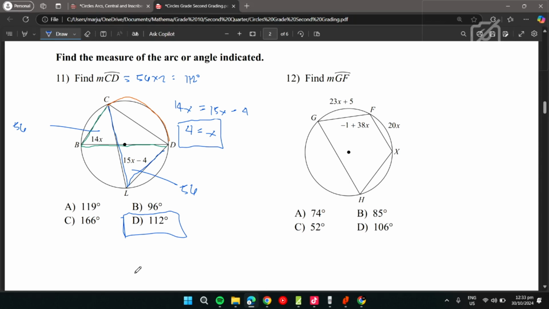I hope that's clear so far. We are again just applying the different properties.